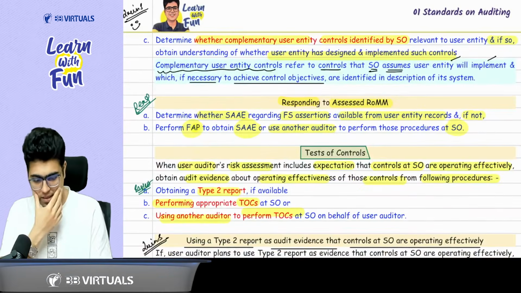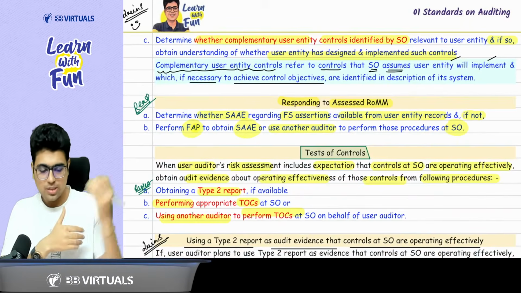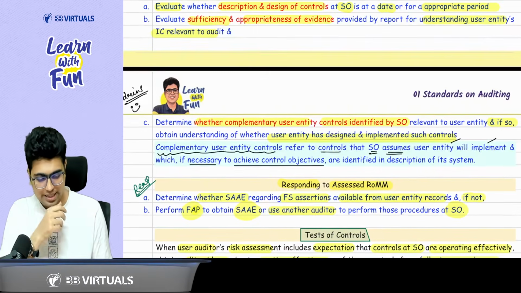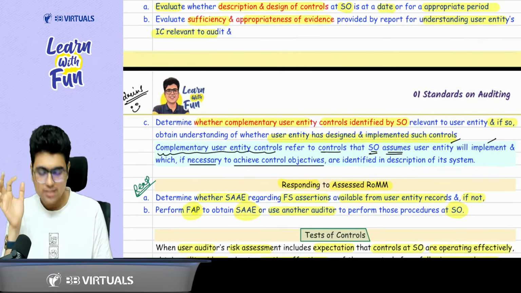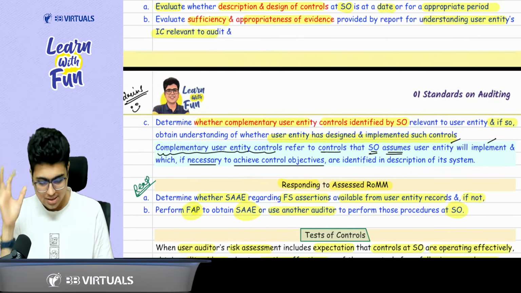Then it says definition of complementary controls. You can just read through it. That refers to the control that service organization is assuming that these are necessary to achieve the control objectives given in the service organization system.